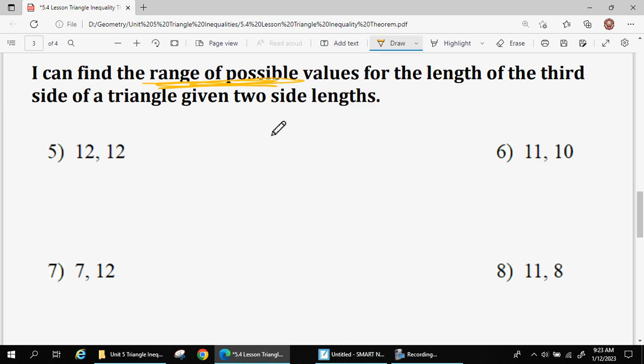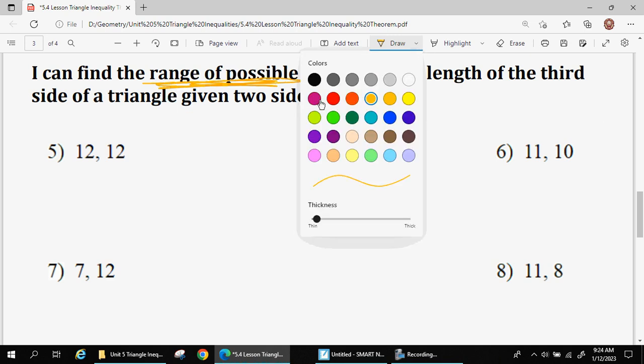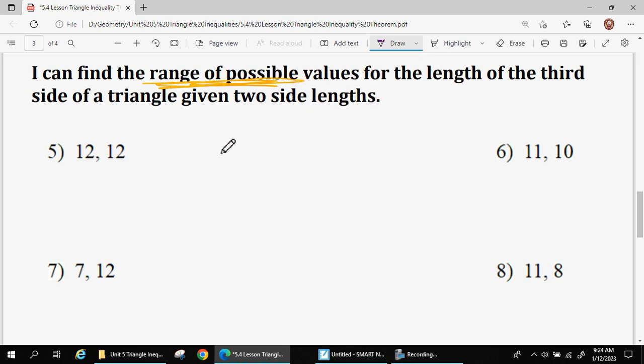A range just means that we have to be bigger than some value or smaller than some value, and then anything in between them will work. And so, I want to build a triangle that has two sides of 12, and I don't care what the third side is, but I want to know what possible values will work.